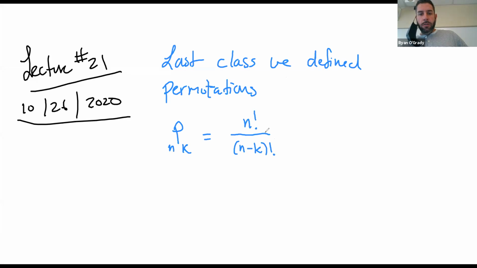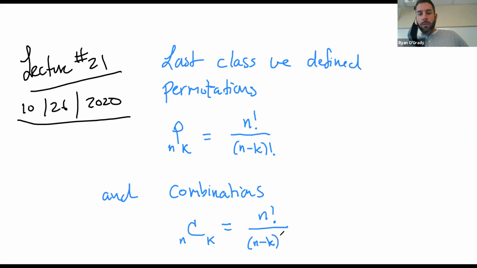So that's permutations and combinations. And combinations looked like this, C sub nk. And it looks almost the same, only it has an extra term in the denominator. So these are permutations, these are combinations. Does anybody have a question or comment about these definitions?